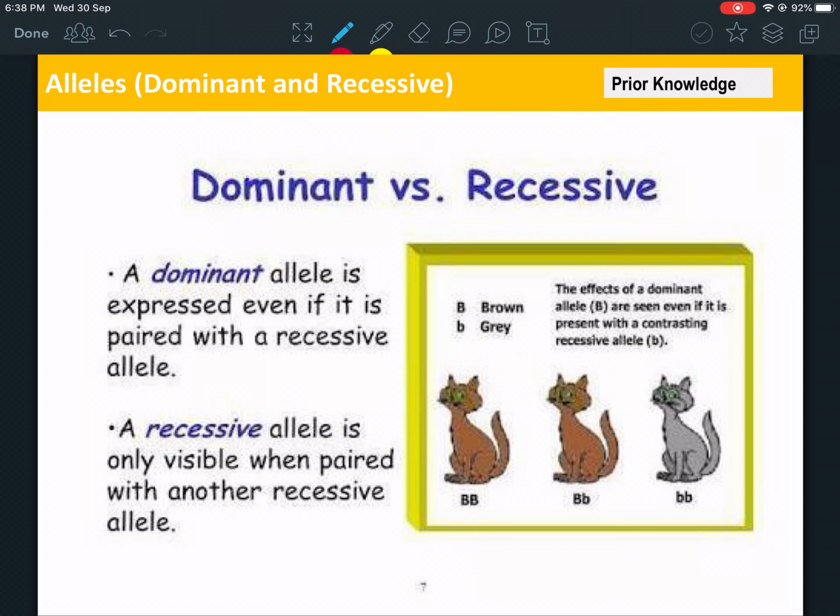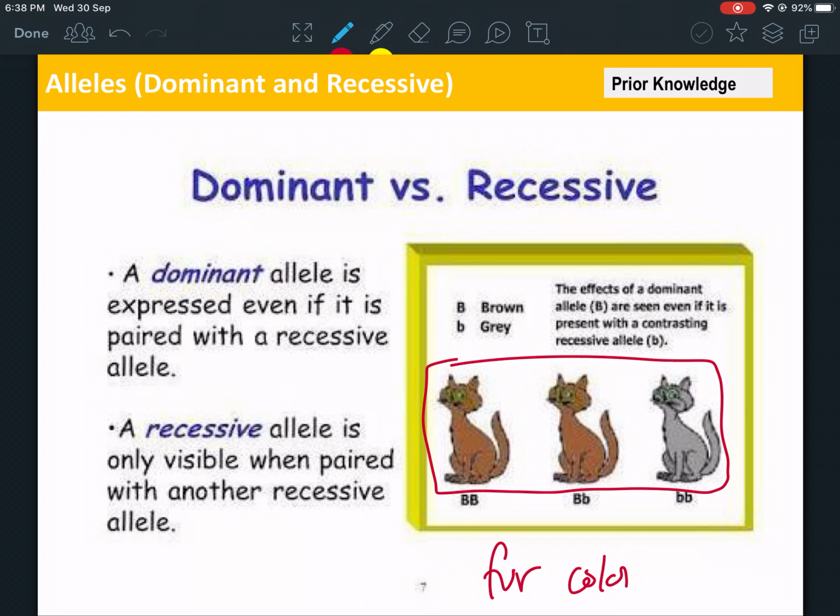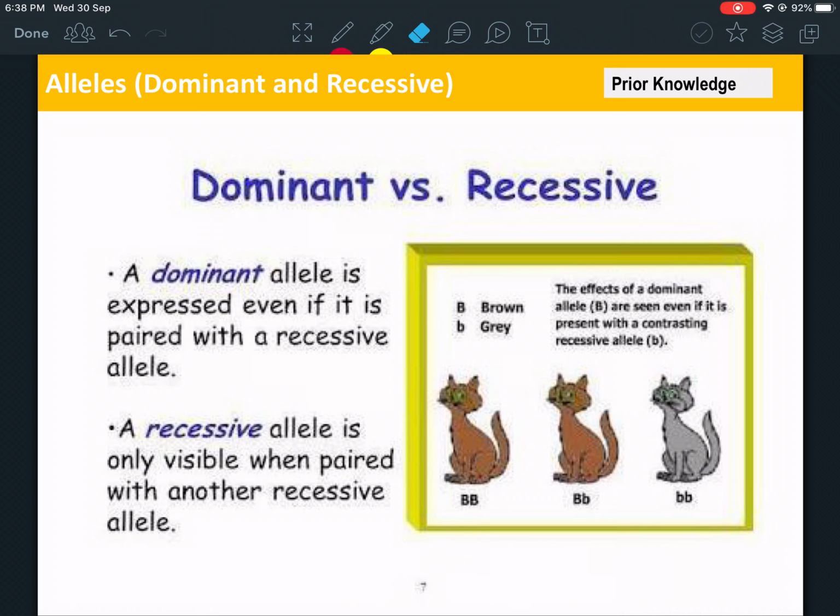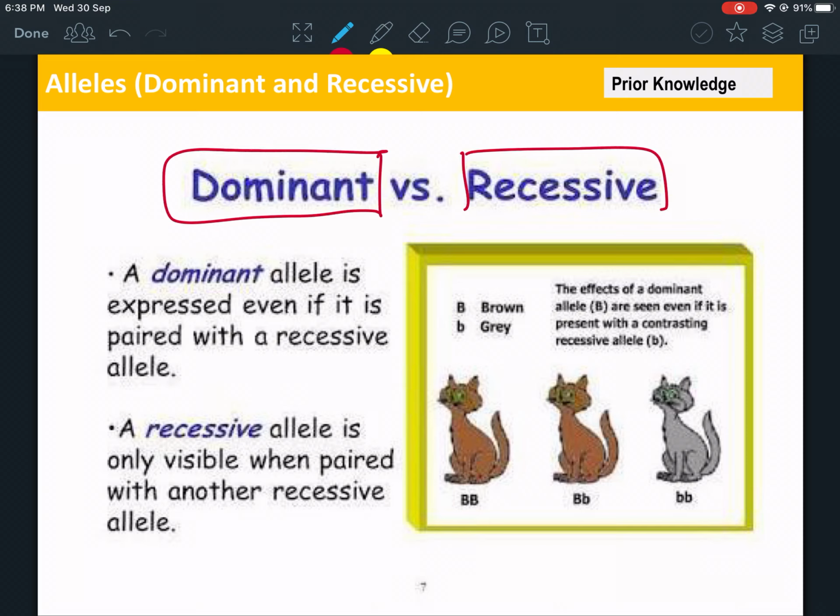For example, look at this. The trait they are studying in this cat is the fur color. You notice you have 2 types of fur colors, the gray and the brown. So the trait here is fur color. You have 2 types of traits: dominant and recessive. Dominant traits are the strong traits. Recessive traits are the weak traits.